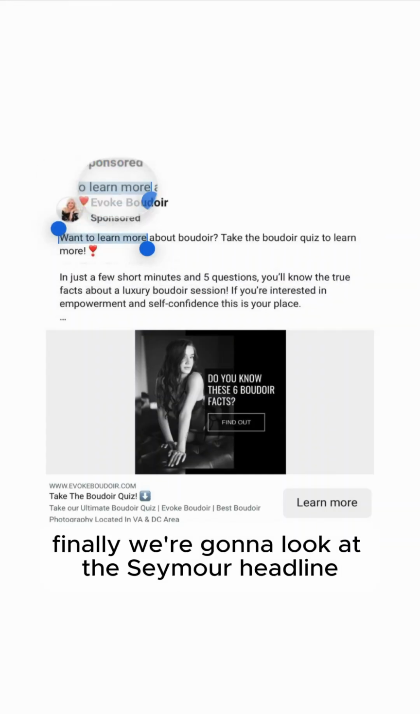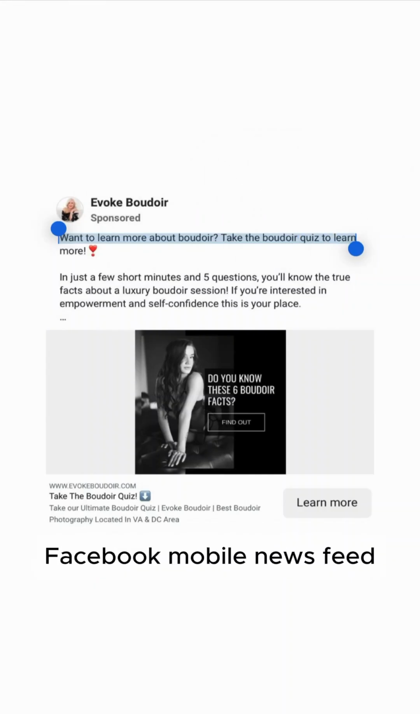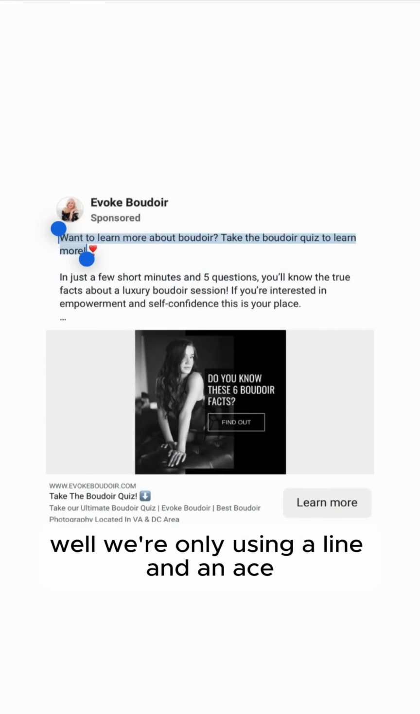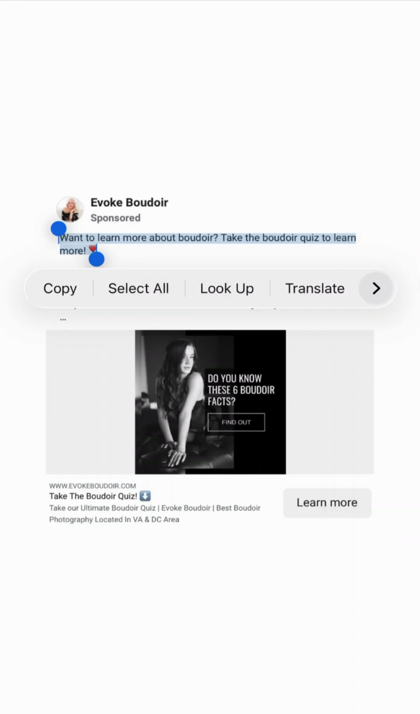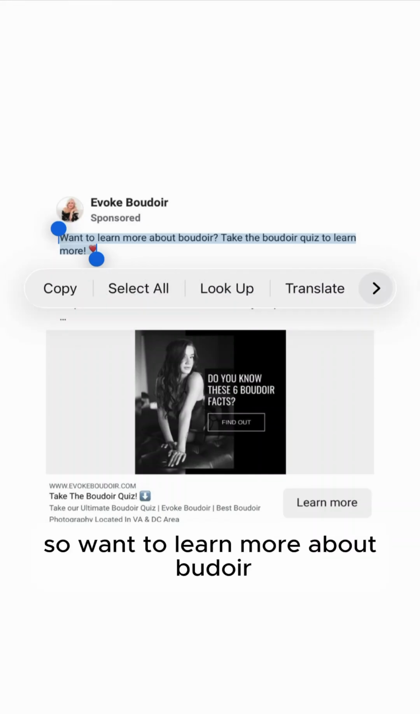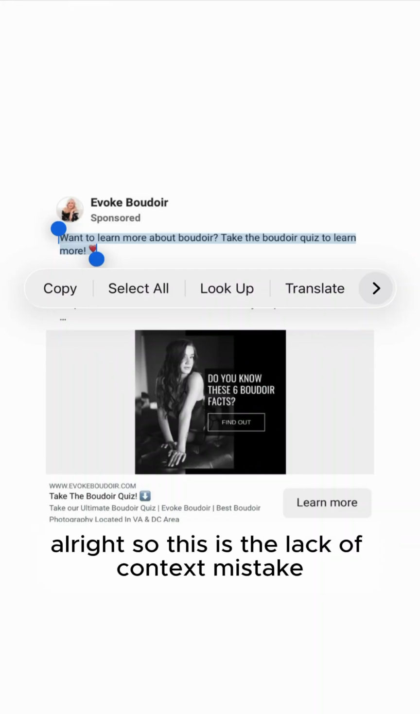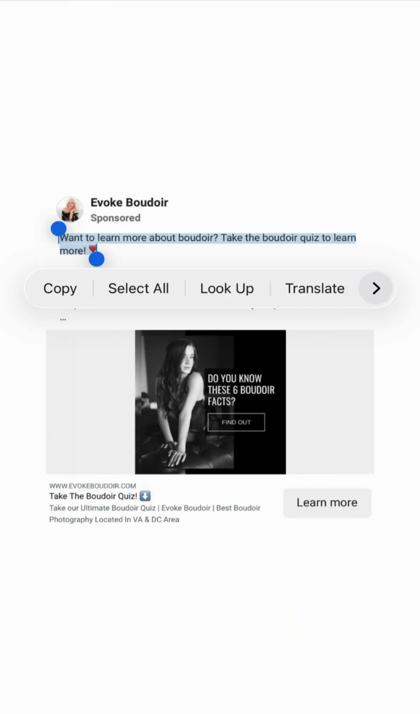Finally, we're going to look at the See More headline. First 2 3/4 lines Facebook mobile news feed. Well, we're only using a line and an eighth. So want to learn more about Boudoir? Take the Boudoir quiz to learn more. All right, so this is the lack of context mistake.